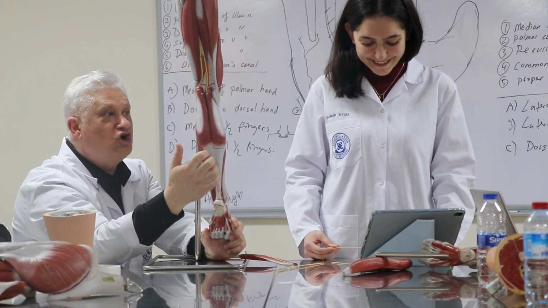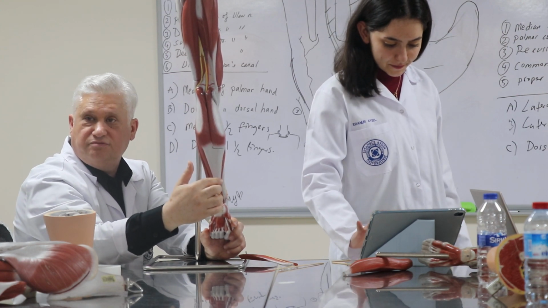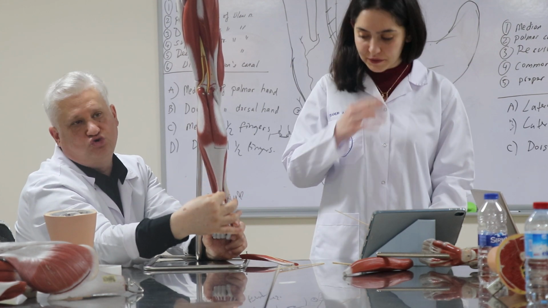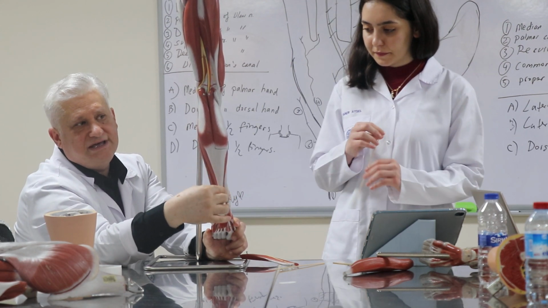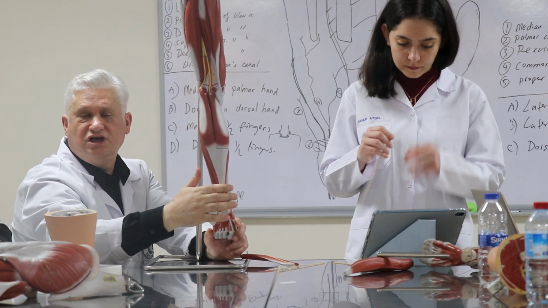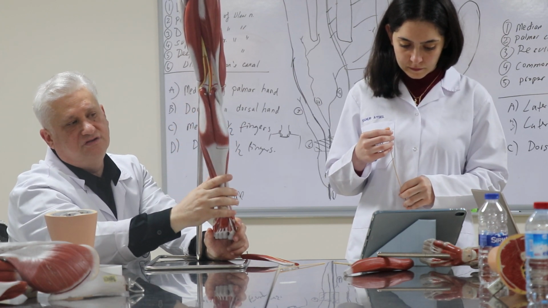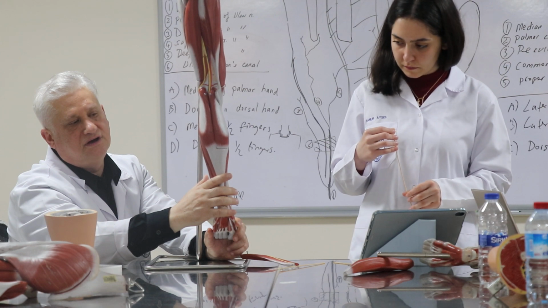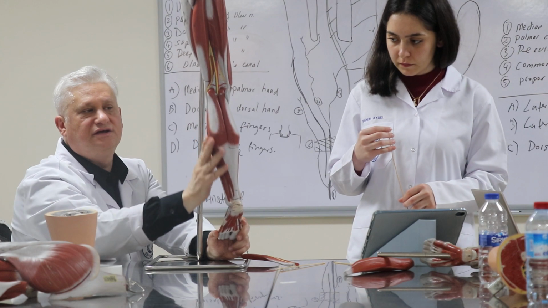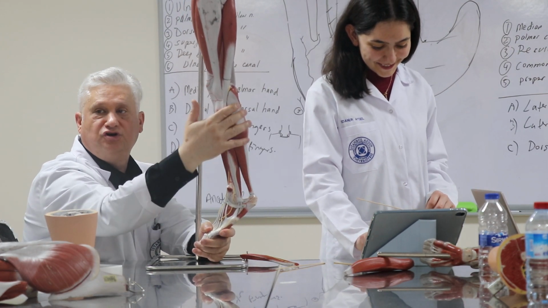The lateral gives off the sural communicating branch, and then it connects with the medial sural cutaneous nerve, and these two together form the sural nerve. So basically, the sural nerve is a contribution formed by the tibial and common peroneal. The sural supplies the posterior part of the leg, and the lateral part of the leg is supplied by the common peroneal.